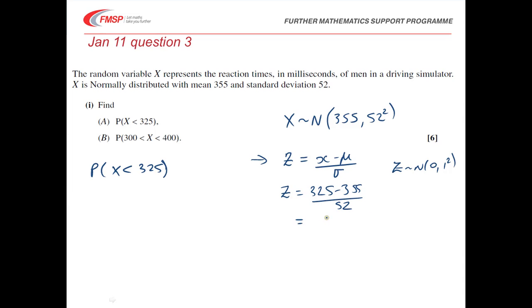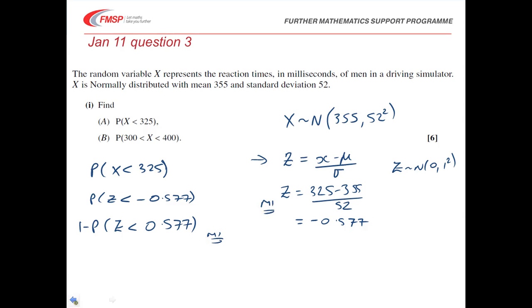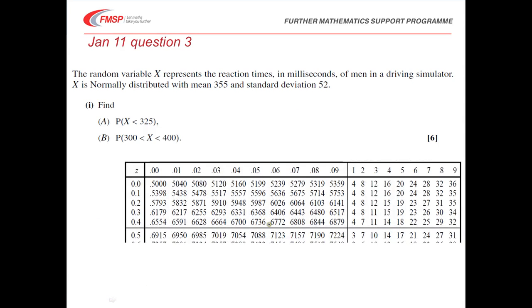And if we calculate that through, that's going to give me a negative value, 0.577. Now your table only deals with positive z's. So this is the probability of z being less than minus 0.577. And by symmetry arguments, this is the same as 1 minus the probability of z being less than 0.577. Okay, so just before we look at the answer, I just want to show you so far we've got two marks. We've got a method mark for standardizing, and we've got another method mark for actually getting the structure correct. So all we're left to do now is look this up in a table.